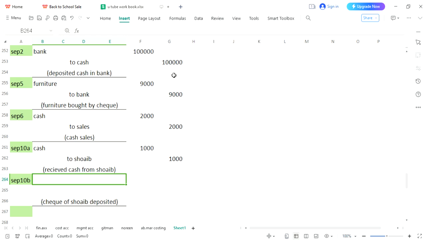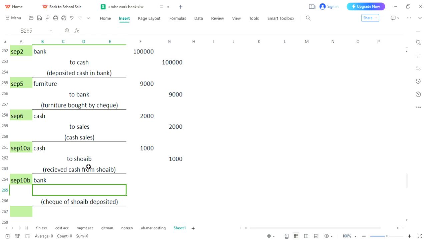Bank is your asset. Asset is increasing. Increase in asset should be debited. So you will debit bank. From whom you have received this check? ch8. ch8 was, I'm using the word was, your account receivable. It was your asset. But as you will receive your check from ch8, he will not be your account receivable.